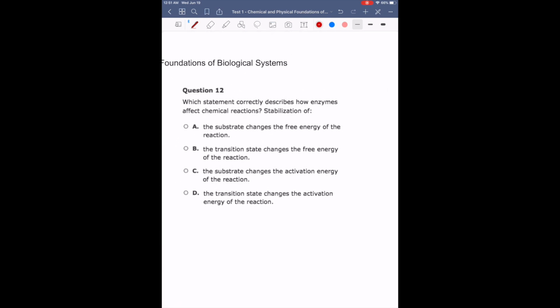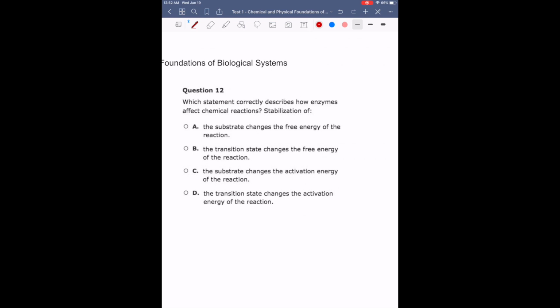Moving on to question 12, we're asked which statement correctly describes how enzymes affect chemical reactions, and they do it through stabilization of what? So for enzymes, if you are studying for the MCAT, this should be hammered into your head by now, that enzymes lower the activation barrier of a reaction, so that's how they get the rate to increase. They don't affect the thermodynamic properties like delta G, the change in free energy. And they also stabilize the transition state. So by stabilizing the transition state, the substrate goes and is converted to the transition state, and then that transition state goes on and becomes a product.